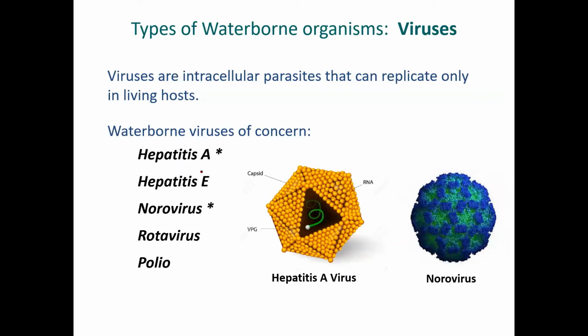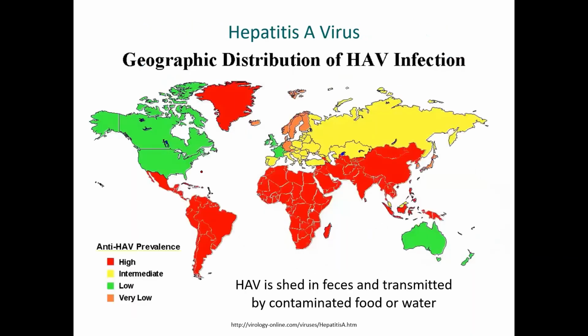These are very tiny. You can't see them with a normal microscope. You have to have an electron microscope, and some of them, of course, make us sick, and some are associated with waterborne infections. I have a list there of those associated with waterborne infections, like polio and rotavirus. These are things we have vaccines for and are usually quite protected from. But in terms of what's going on in Canada, the biggest concerns are hepatitis A and norovirus. So let's talk about those.